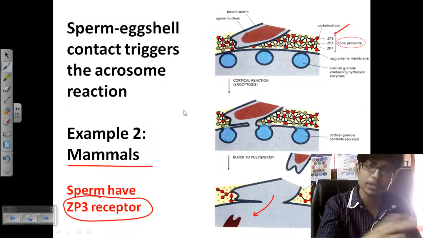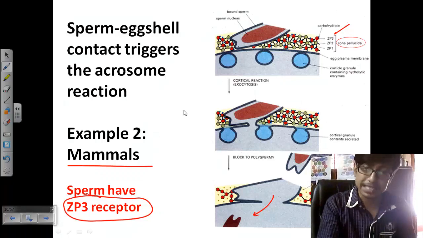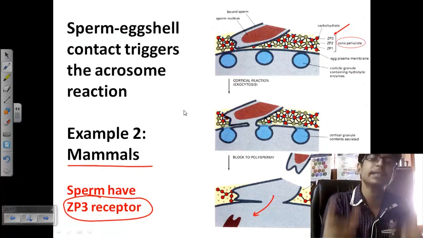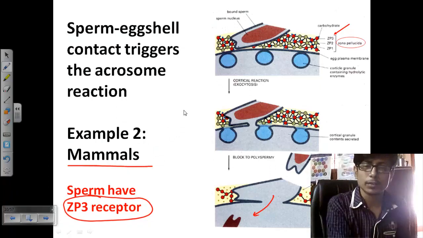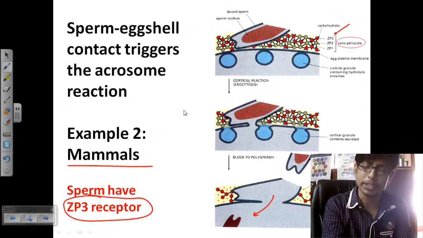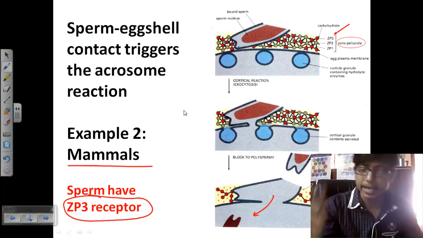ZP2 and ZP1 contents are degraded due to the acrosomal enzymes, as well as some region of the ZP3 content, including the membrane which we call the zona pellucida, the membrane of the egg, slowly starts to degrade so that the nucleus from the sperm can take entry.